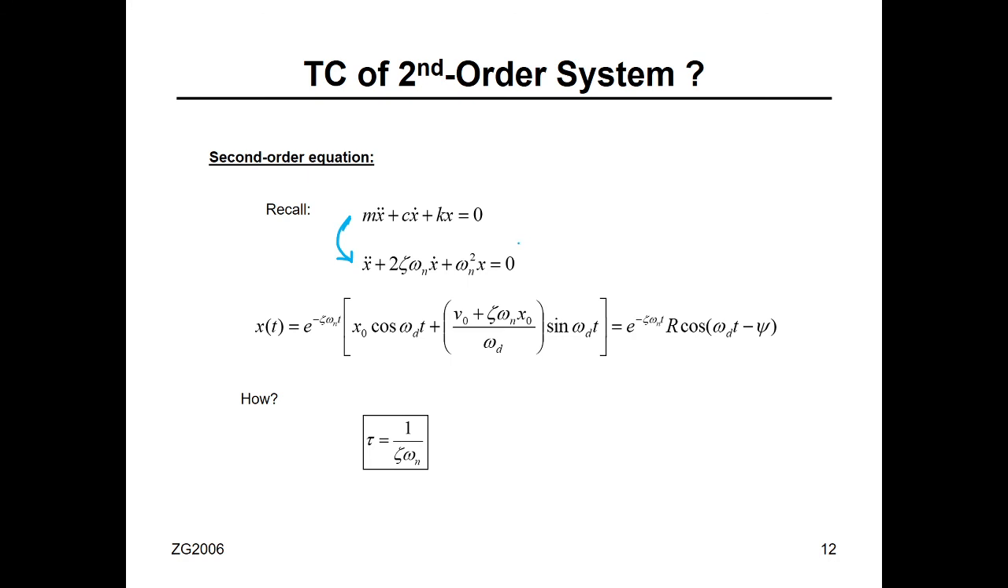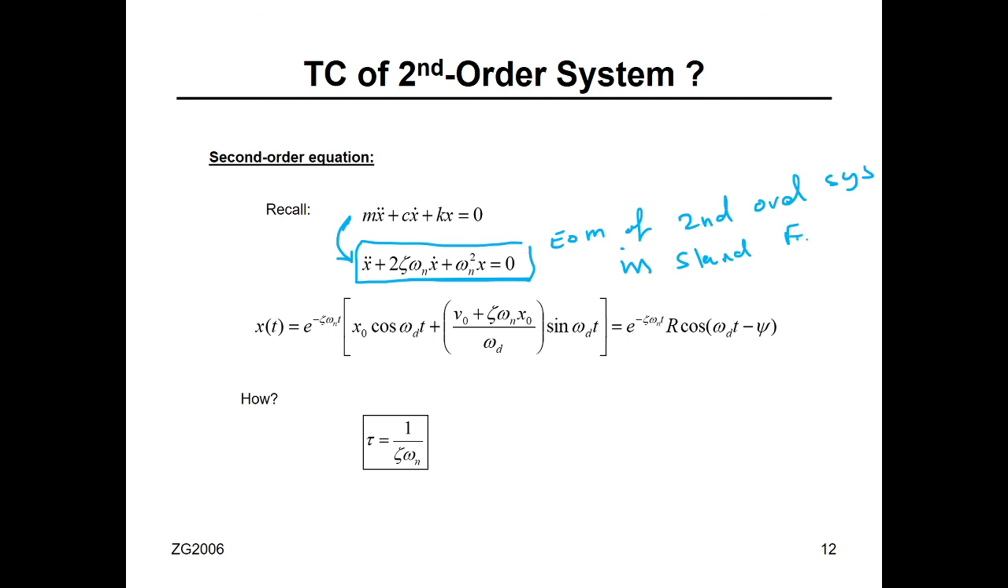This is what we call the equation of motion of a second order system in standard form. How do we go from here to here? You divide by the coefficient of x double dot, m. Then you get this. Why do we like to write the equation of motion of the second order system in standard form?